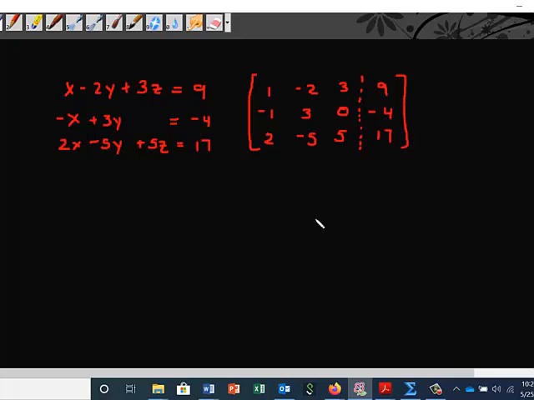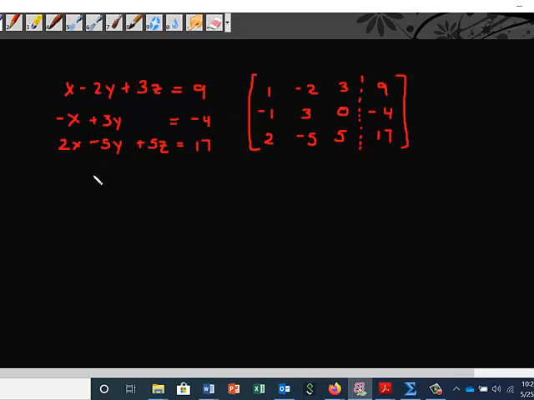Okay, so this is the 3 by 4 matrix that we'll be working with. So first thing is first, right? We have a 1 in this position here, so we don't have to do anything with this. The next thing we can do is make a 0 in this position. We want a 0 in this position. So how do we do that?